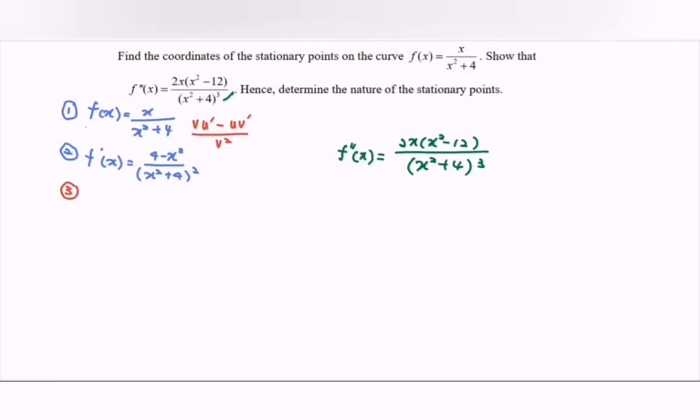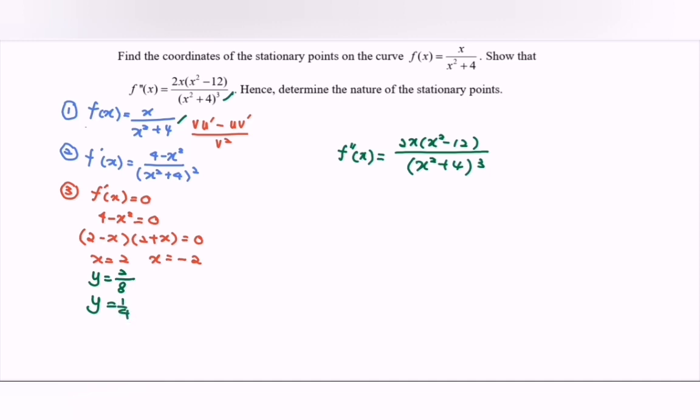Step number 3, find the critical numbers and also the critical point. So f prime x is equal to 0. If you notice, we have 4 minus x squared equal to 0. We have (2 minus x)(2 plus x). So x is equal to 2, x is equal to negative 2. So kindly substitute into the value of f(x). When we substitute 2, we have 2 over 8, y is equal to 1 over 4. If we substitute negative 2, then we have negative 2 over 8, y will be equal to negative 1 over 4.